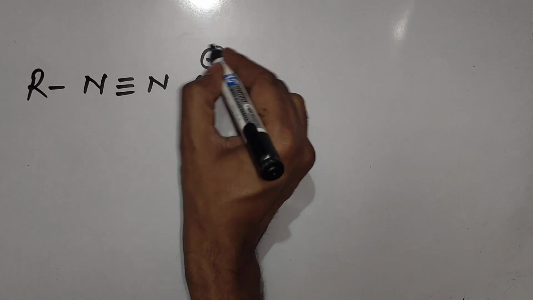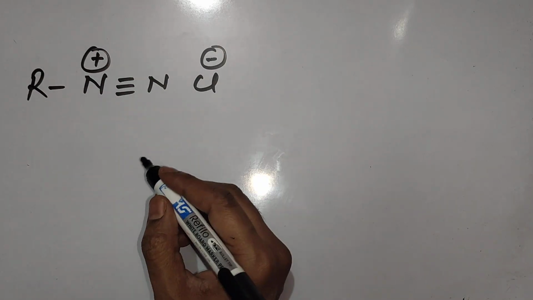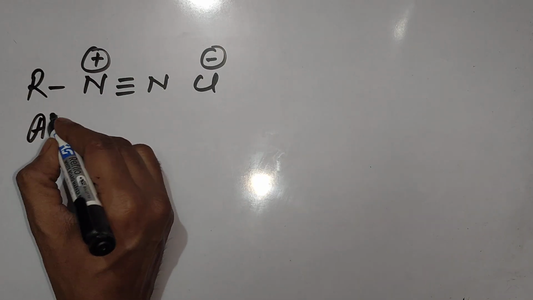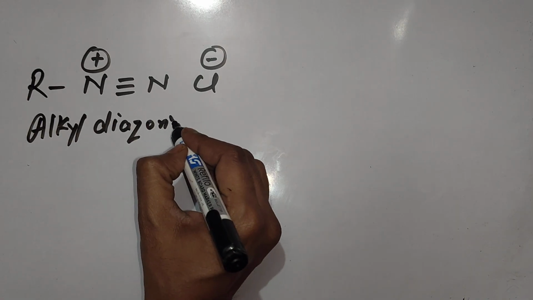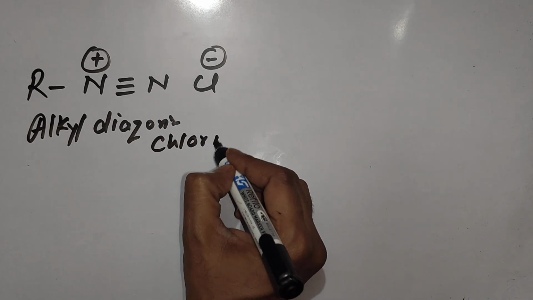Very easy. This compound is highly unstable, which we call alkyl diazonium chloride.